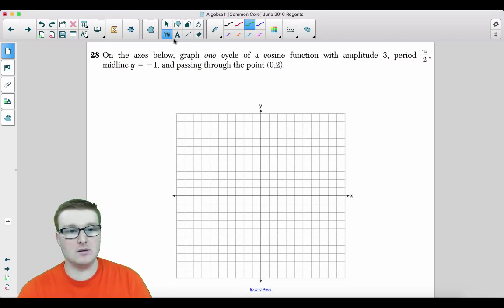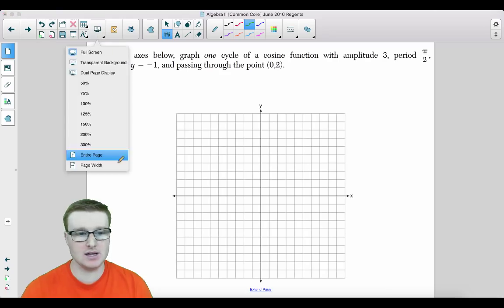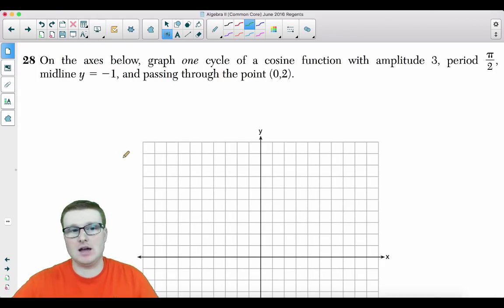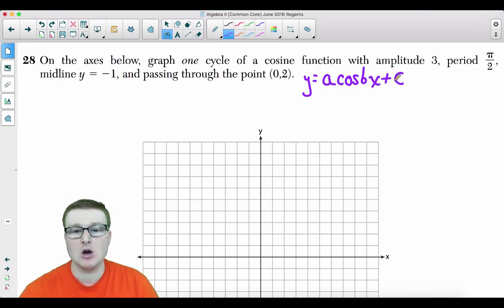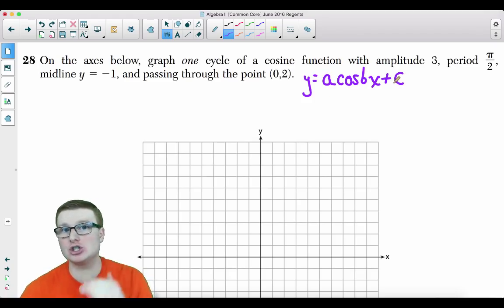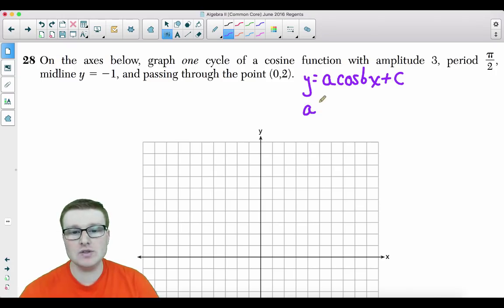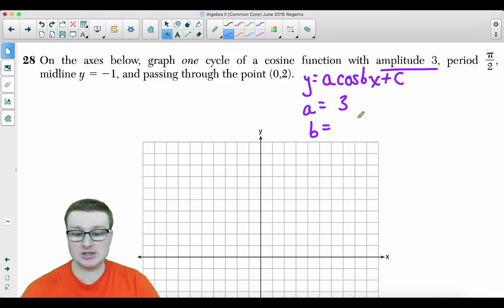On the axes below, graph one cycle of a cosine function with an amplitude of 3, a period of pi over 2, a midline of y equals negative 1, and passing through the point (0, 2). Okay, so a couple things real quick. We know that the cosine curve has a general form of y equals a cosine b of x plus c, where a is your amplitude, b is the frequency, and c is your vertical shift, up or down. So the a in this case, which is your amplitude, they tell you it's 3. Your b, which is the frequency, we don't know it. We've got to find it.